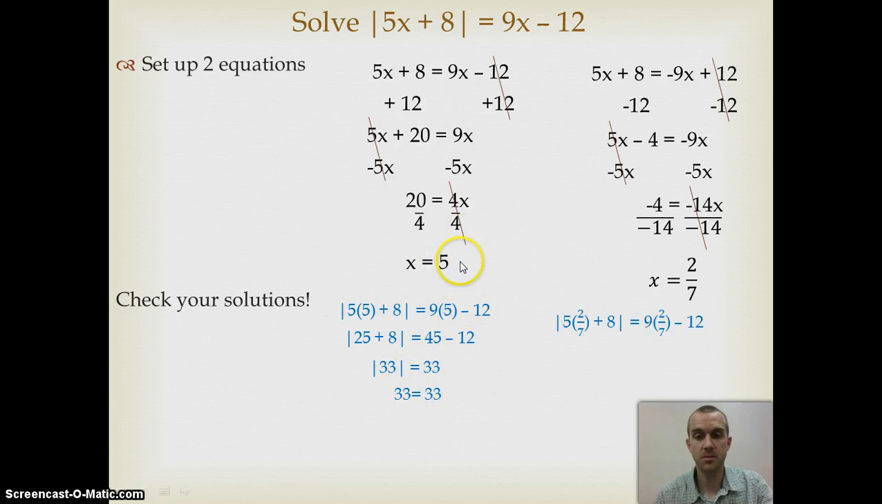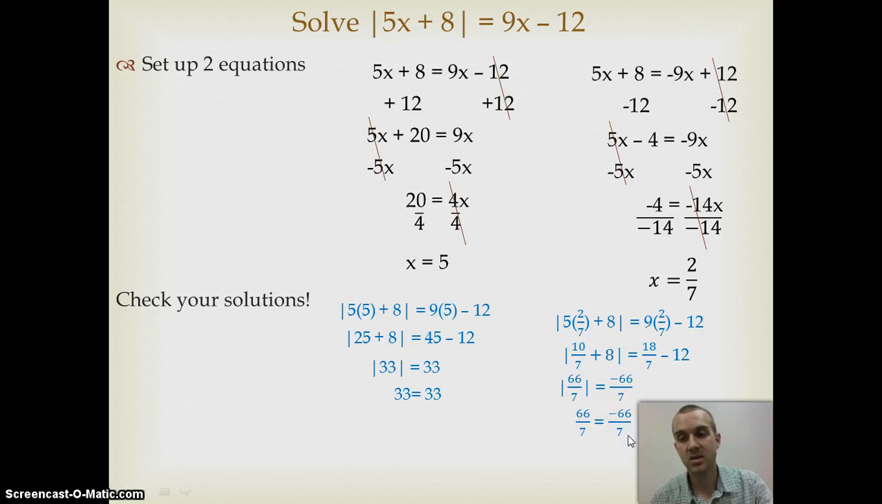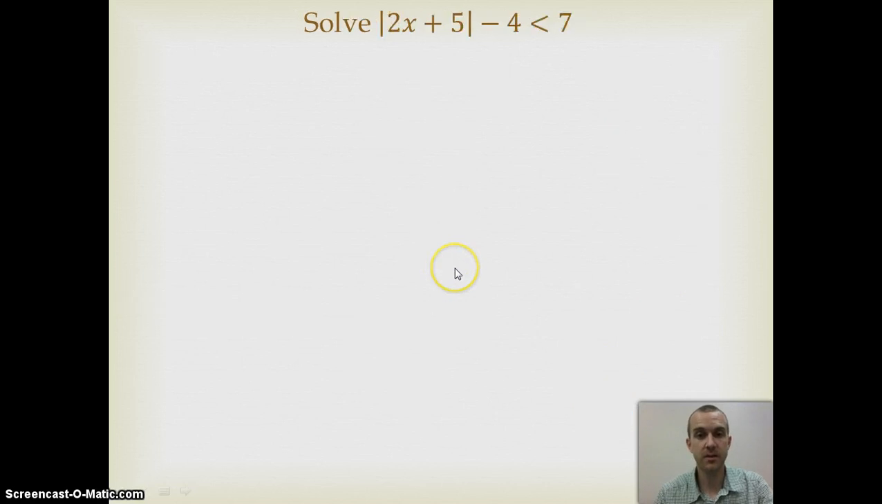That's a good solution. Now I look over here. When I do 2/7, my interior becomes 10/7 plus 8 and then 18/7 minus 12. I keep simplifying and I end up with positive 66/7 equals negative 66/7. That's not possible. So 2/7 is not a solution. So in this case, I only have one solution, x equals 5.